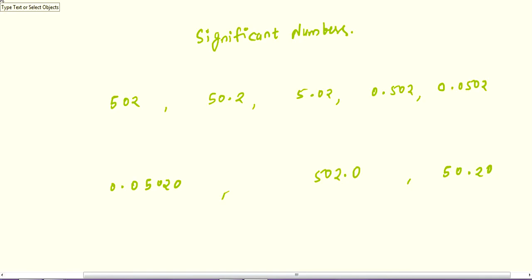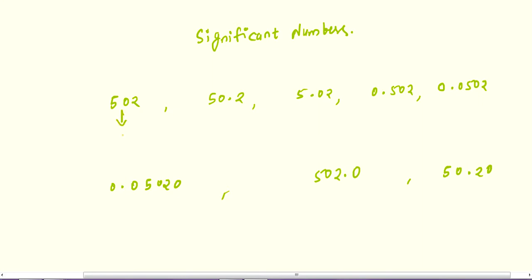Next topic is significant numbers. Significant numbers or significant figures are the total number of digits present in a number except the zeros preceding the first numeral. Means what? Simply, if a number is starting from 0, you are not supposed to count that 0. That I will explain in this example.